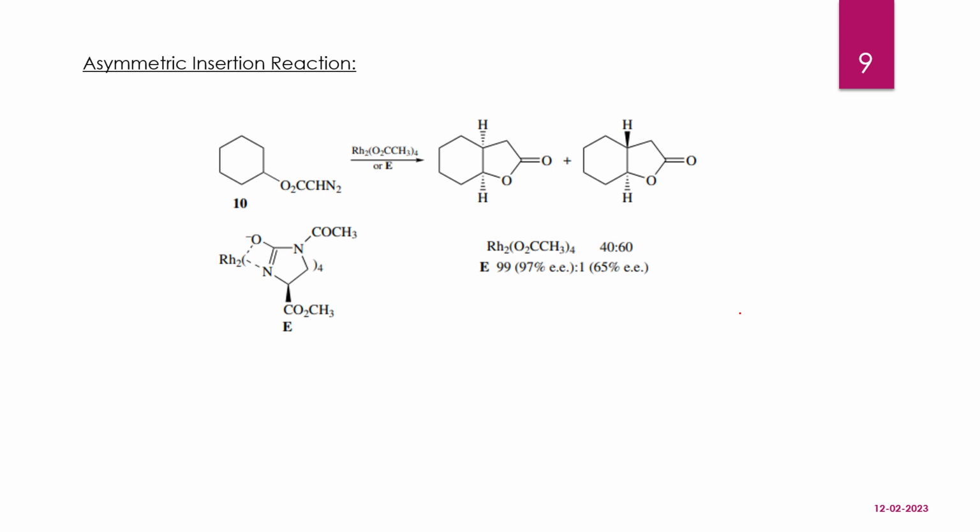So our next is asymmetric insertion reaction. Similar to the addition reaction, in the case of insertion reaction also we can get asymmetric results. Here they have used a chiral ligand which will coordinate with the rhodium catalyst, giving us both of the compounds with 97% enantiomeric excess. We are getting these two compounds: this will be the major one and this will be the minor one. Just by using this chiral ligand, we can create enantioselectivity in this reaction.